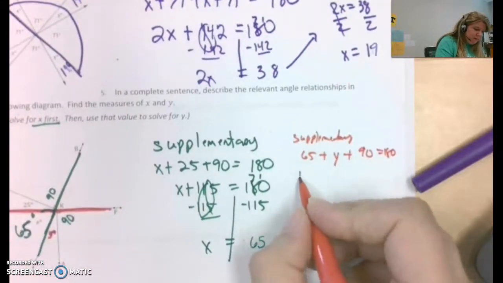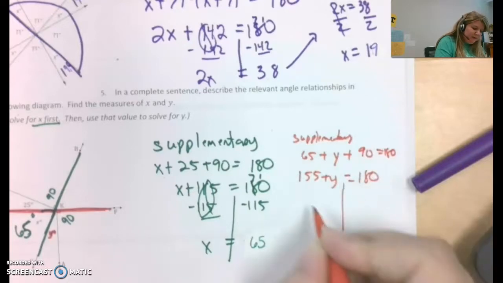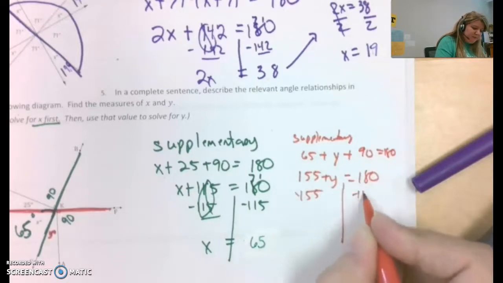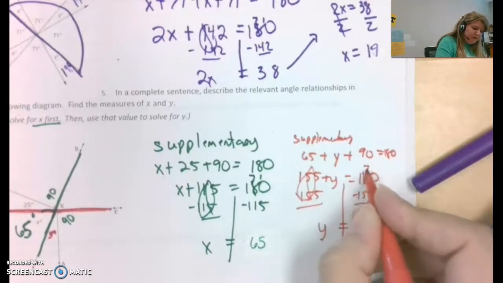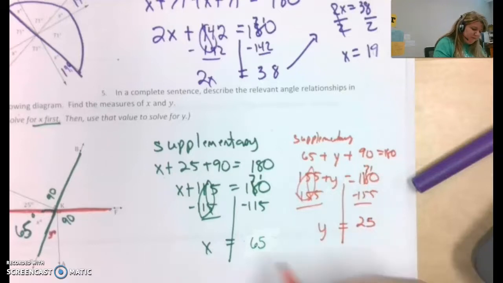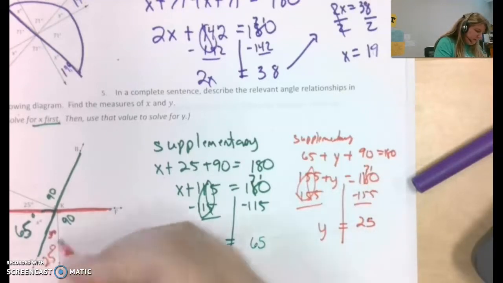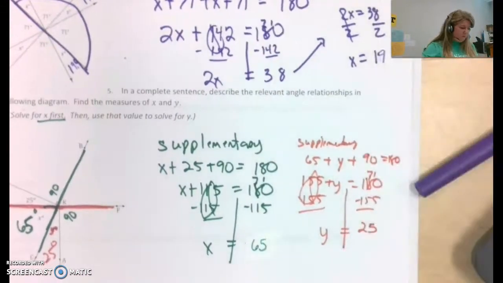Okay, so 155 plus y is 180. Now I'll subtract 155 from each side. And y is 25. This is 25 degrees.